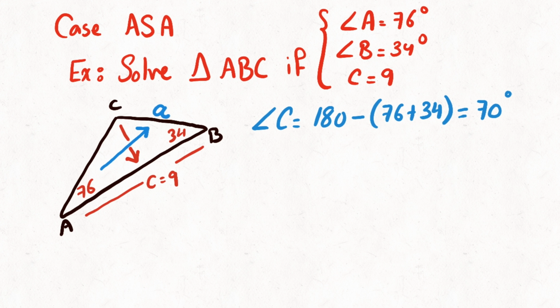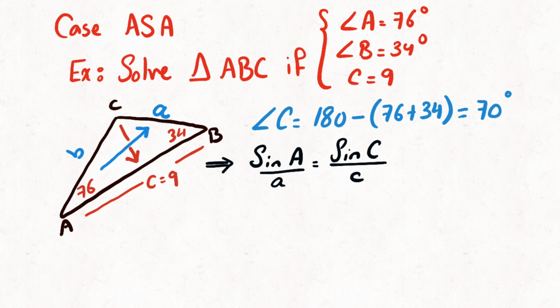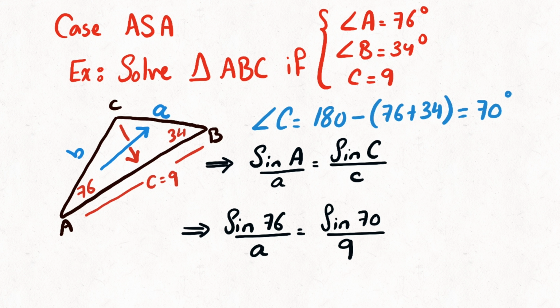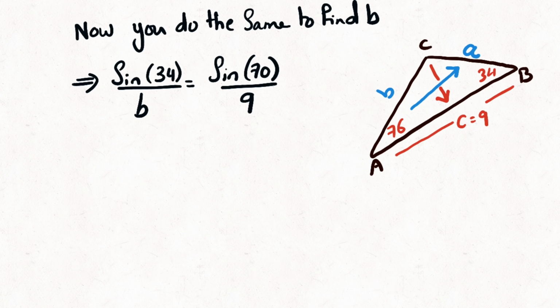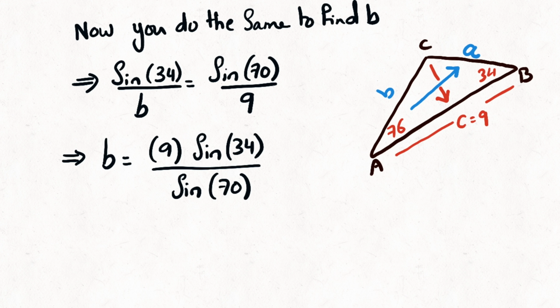Now we go back to the law of sines, and we say sine A divided by a equals sine B divided by b equals sine C divided by c. I decided immediately to use sine A and sine C together. I'm substituting, aiming to find the value of a. You have to do this exactly, and you will find that a is 9.3. After finding a, you have to find b. Thus, you will keep repeating the same process by applying the law, doing the cross product, and then finding the value of b.